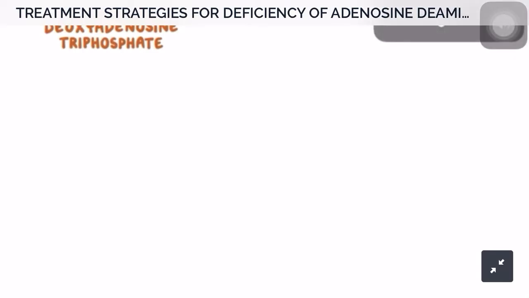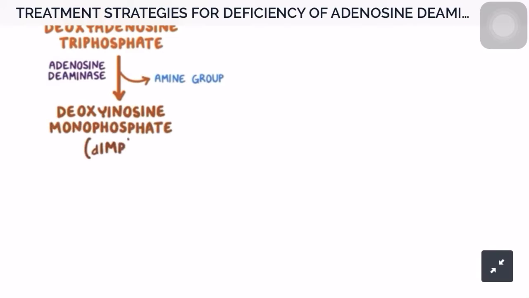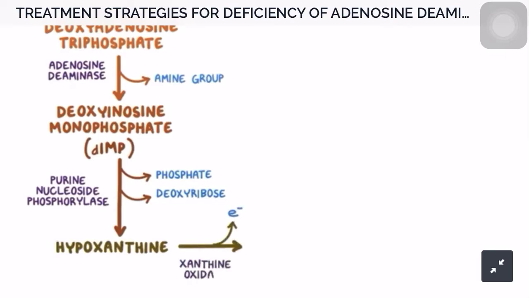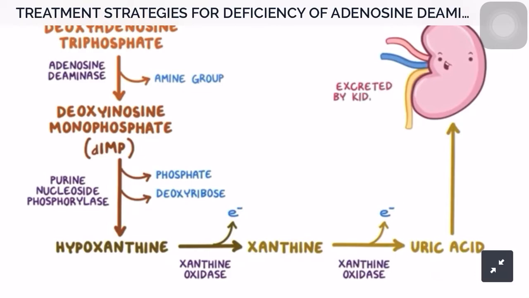First, the enzyme adenosine deaminase removes an amine group from it, turning it into deoxyinosine monophosphate, or dIMP. Then, purine nucleoside phosphorylase comes in and removes the phosphate and the deoxyribose from dIMP, making hypoxanthine. Hypoxanthine is then oxidized twice by xanthine oxidase, first to become xanthine and then finally uric acid. Uric acid can then be excreted by the kidneys in the form of urine.